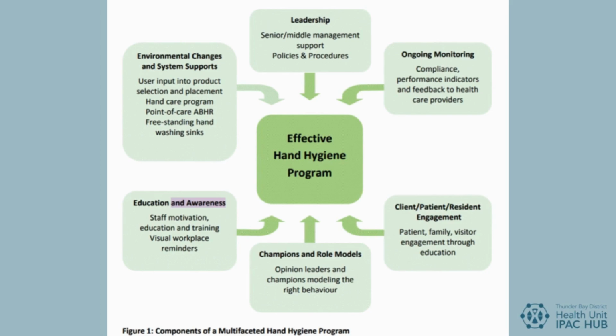Staff education and awareness includes ways to motivate, educate, and train. The environmental changes and system supports encompasses user input in key elements such as product selection and placement, point of care alcohol-based hand rub, and freestanding hand washing sinks. Lastly, it requires a way to continually monitor, evaluate, and improve practices within your organization.